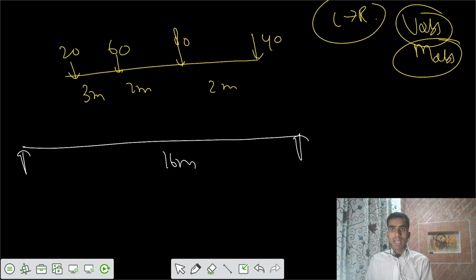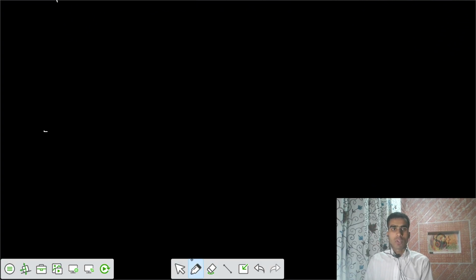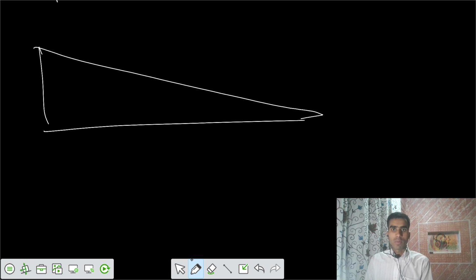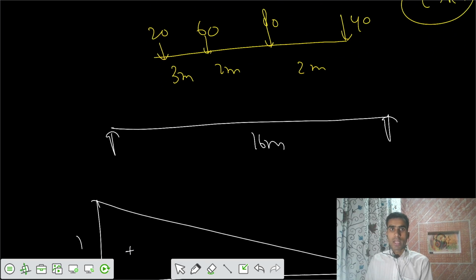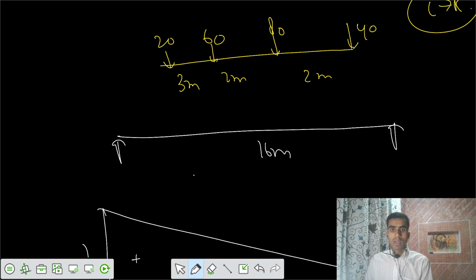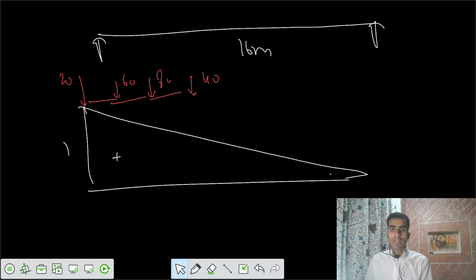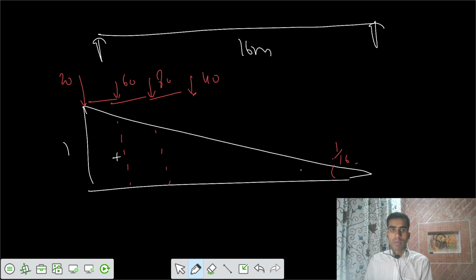Now to calculate the absolute positive shear force, you have this diagram of positive shear force, positive 1, and you apply the loads at those coordinates. Let's say you apply 20, 60, 80 and 40 in this way, and you get the ordinates also. What is the theta value here? I would say the theta value is 1 by 16, and the center to center length between the loads is 3 meter, 2 meter, 2 meter, and you can get the ordinates.